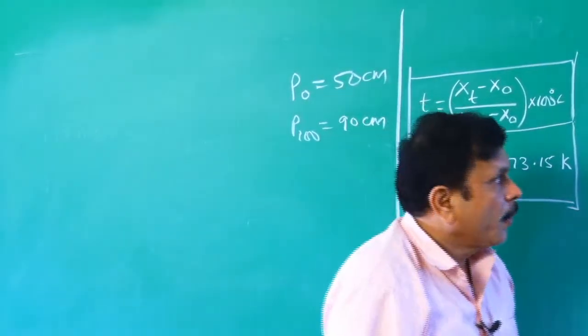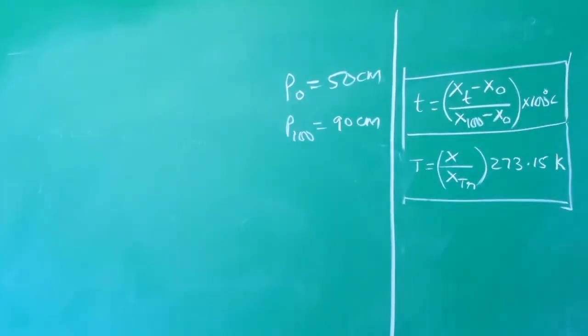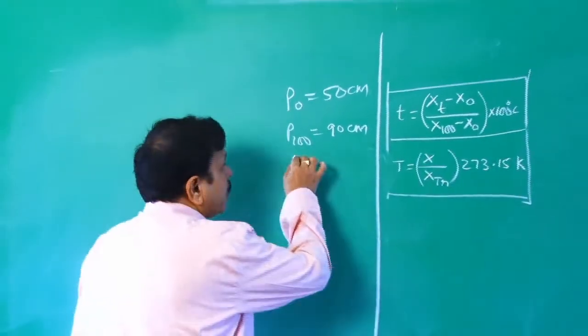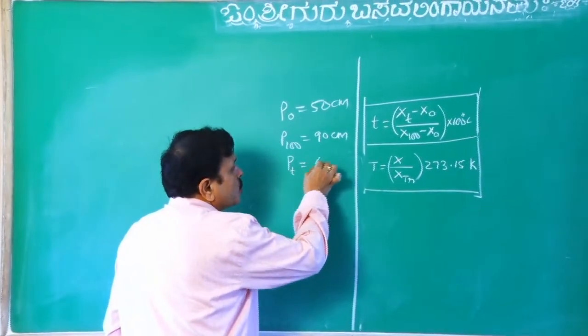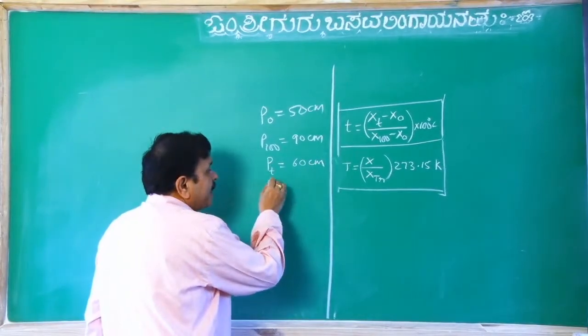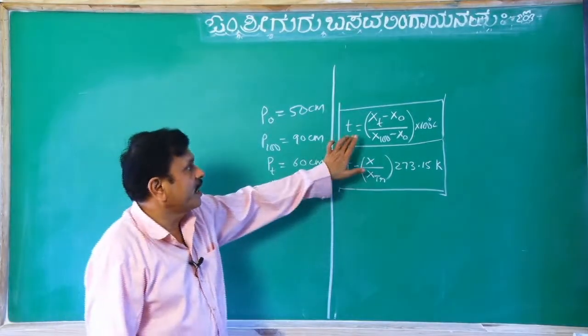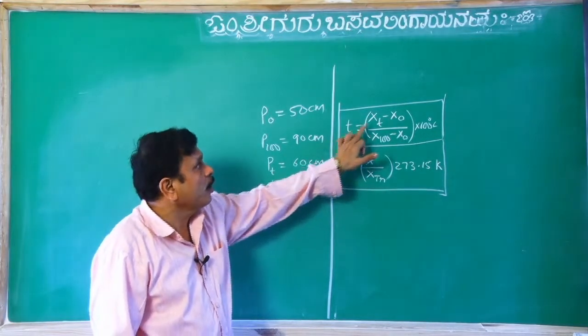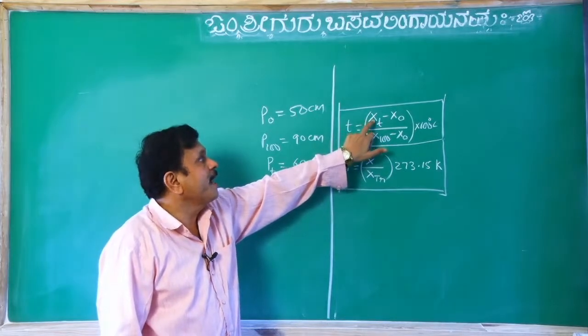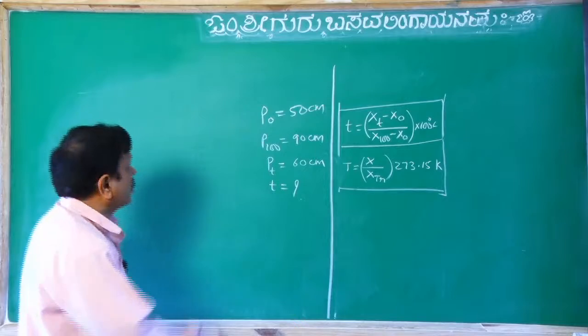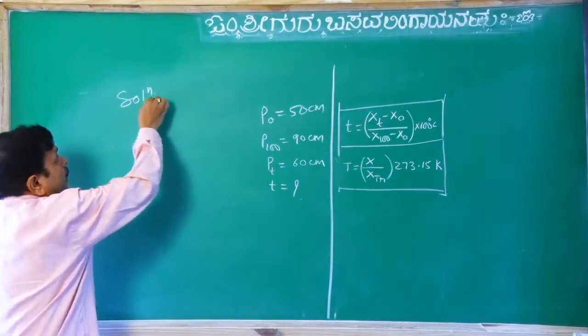But now again, what is asked? What is the temperature on the gas scale when the pressure reading is 60 centimeter? The pressure reading is 60, so we can write PT is equal to 60 centimeter. The temperature T is asked. I think you can identify from this relation. Well, we are writing the general formula, and in the place of x we write P. So the solution will be what?